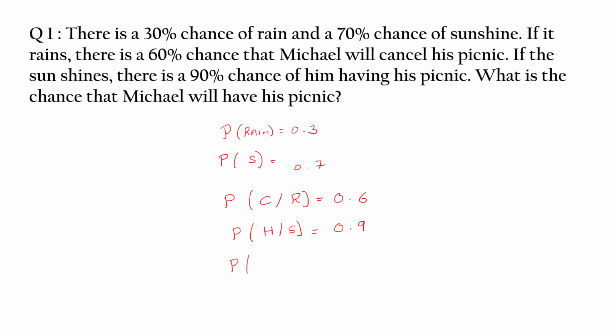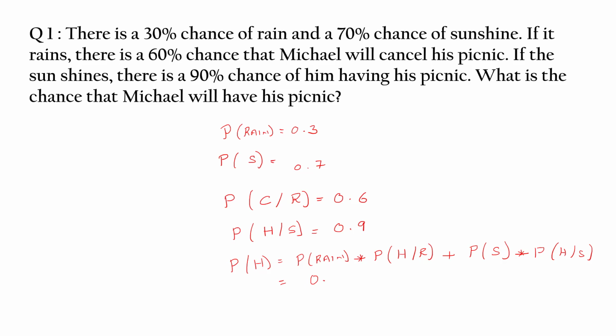So the probability of Michael having his picnic will be equal to the probability that it rains multiplied by the probability of him having his picnic given that it rains, plus the probability of sunshine multiplied by the probability of having the picnic given that there is sunshine. So I hope this is clear. Now we just put in the values.